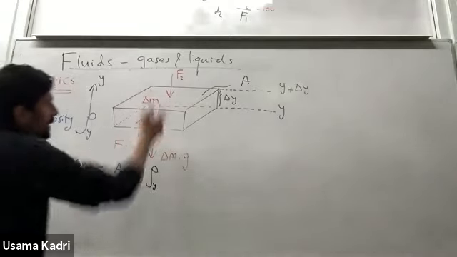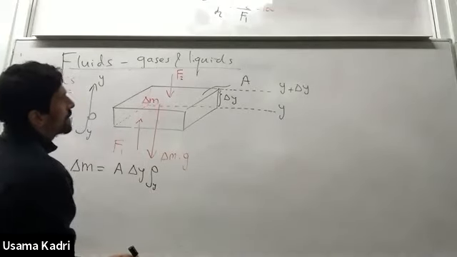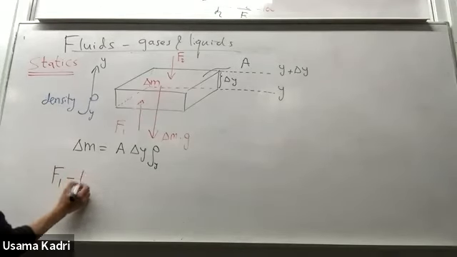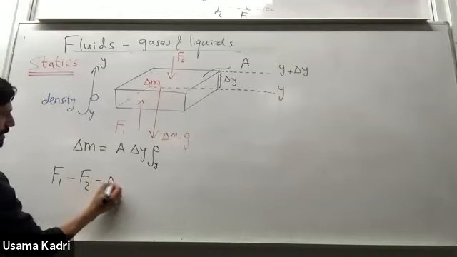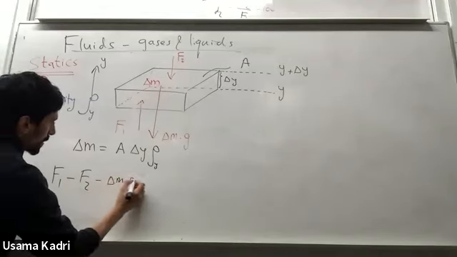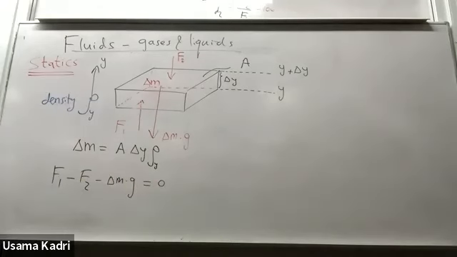Okay, let's look at all the forces. F equals ma. If we put them together, so we have F1 minus F2 minus delta m g, I can put it like that, equals 0. There's no acceleration in the system.